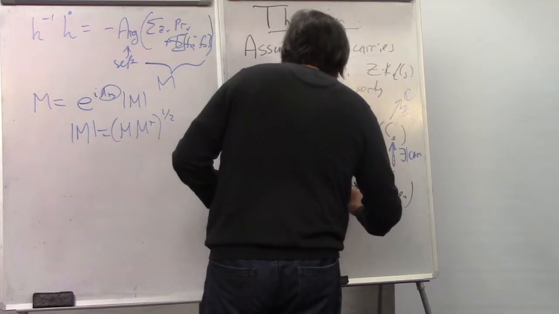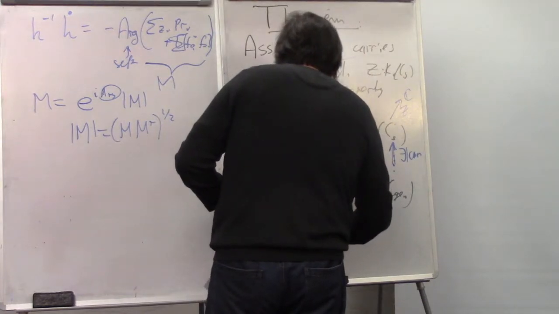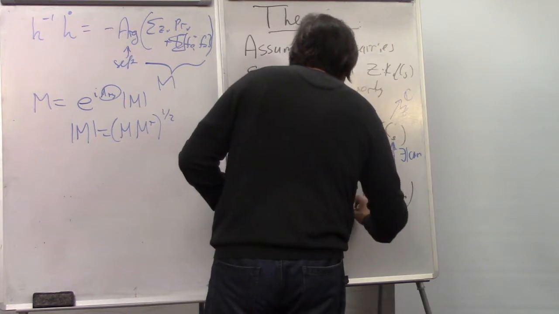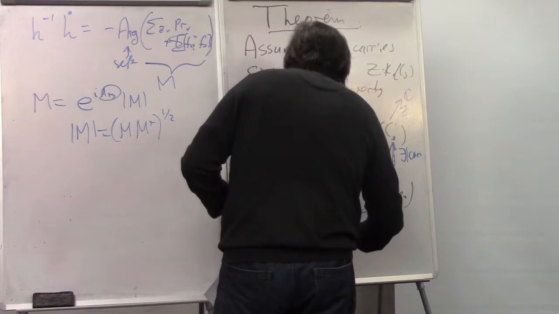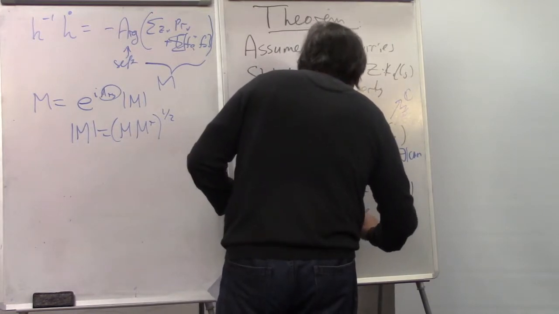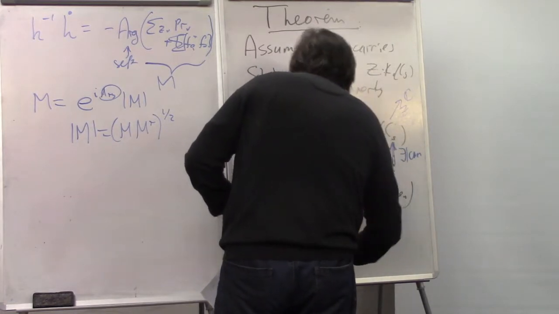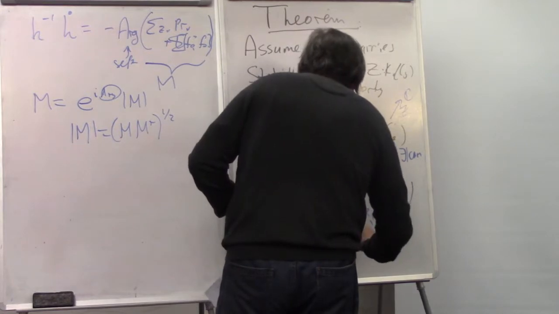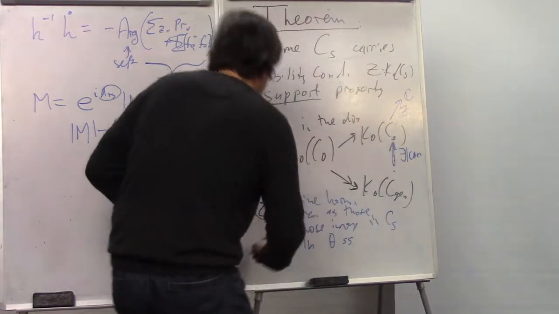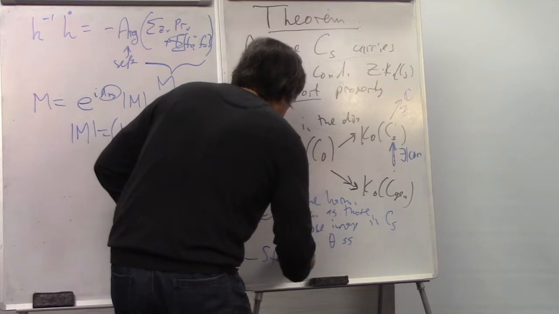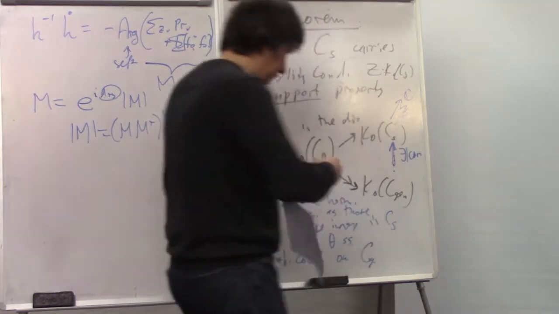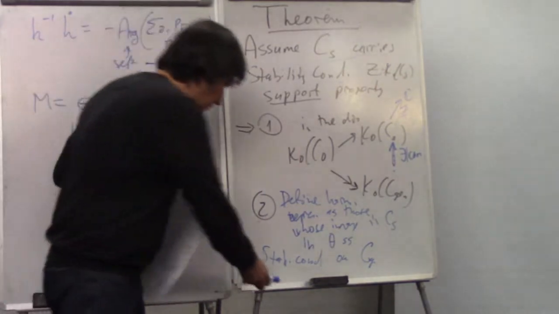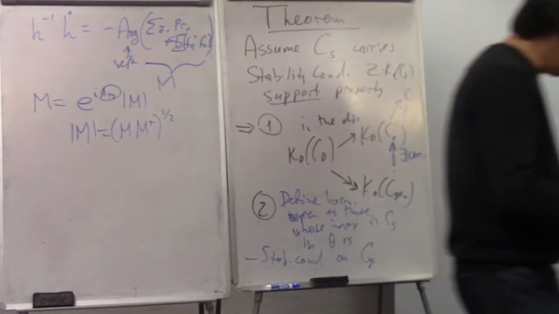Define harmonic representatives as those whose image in CS is theta semi-stable. Then it will be a stability condition on C generic. Now that's the theorem.